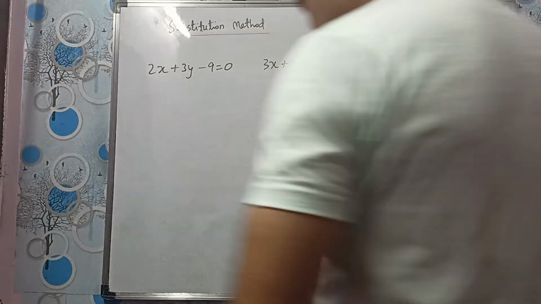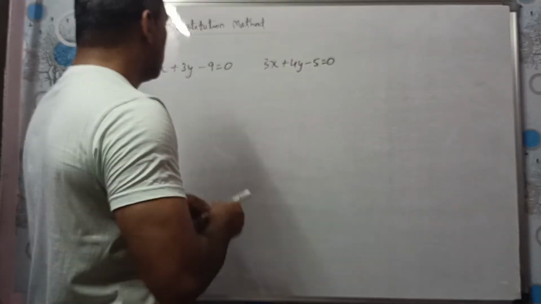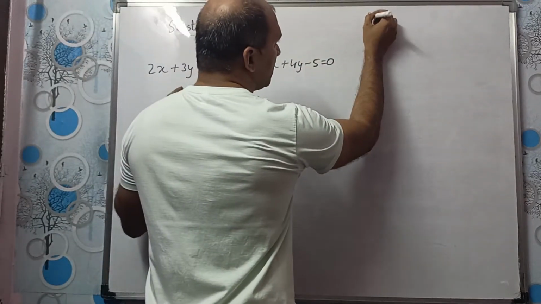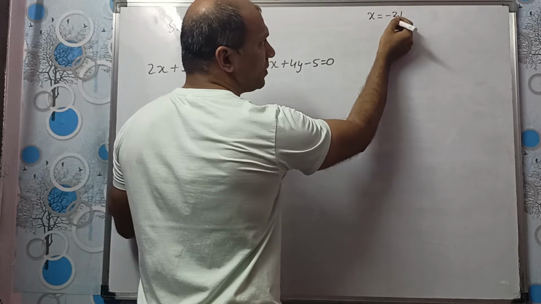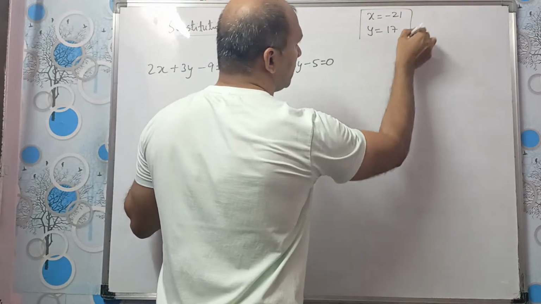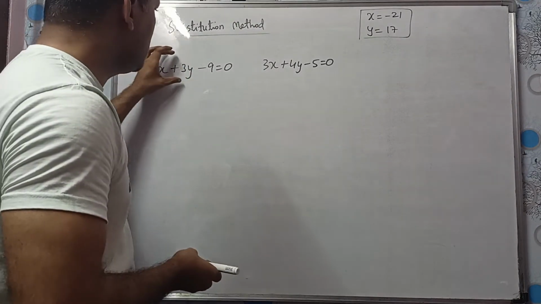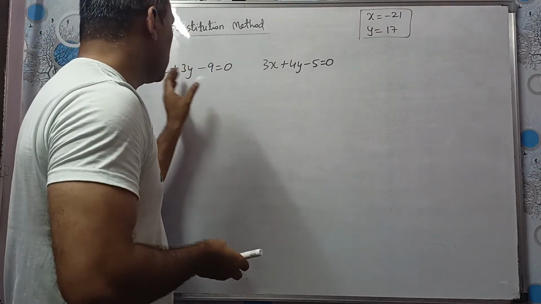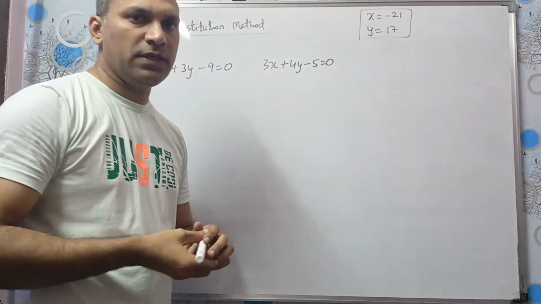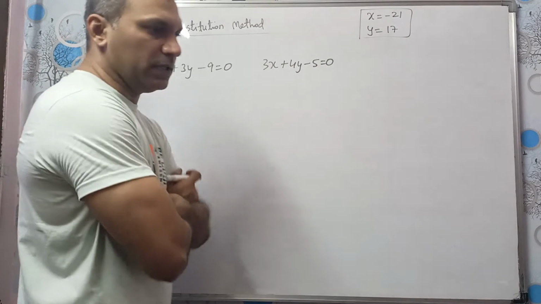Okay. Let us learn substitution method. See, we used elimination method and we got the value of x is equal to minus 21 and y was equal to 7. Okay. Now, if we use substitution method and solve for the values of x and y, we should get the same answer, right? We will get the same answer. Okay. Let us learn substitution method now.